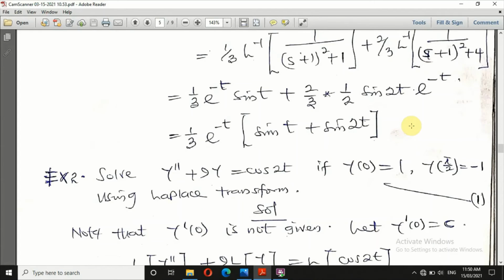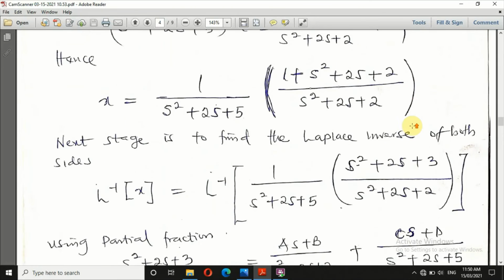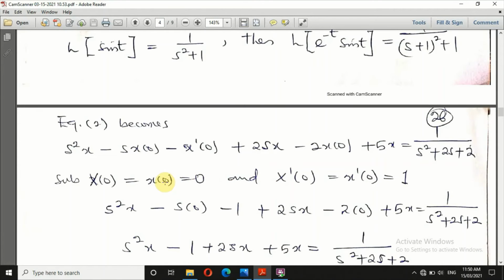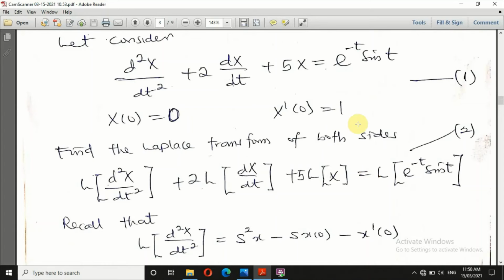Don't forget that we actually use this one to solve initial value problems, but second order. See, it is an initial value problem because you have a 0 here. Here, you have a 0 here. So this is actually a second order initial value problem.